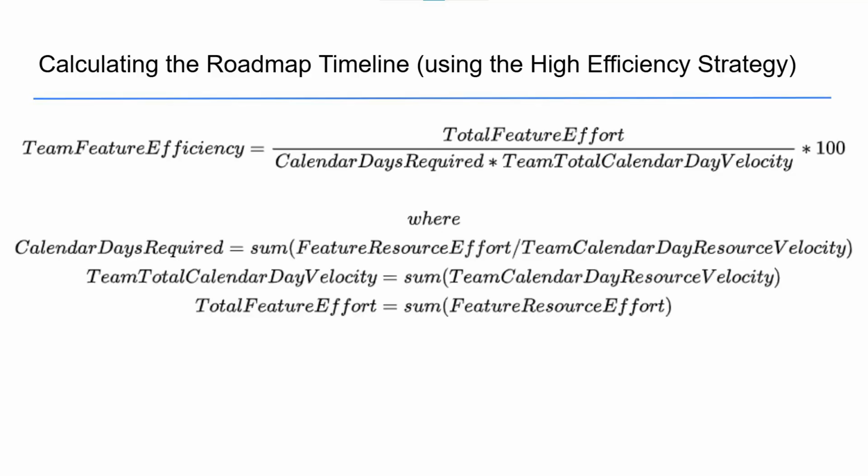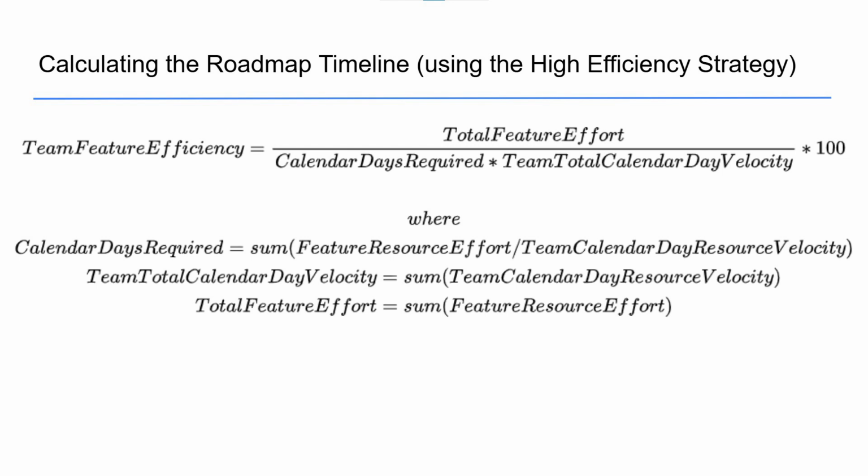Let's use a strategy that minimizes cost and makes teams less idle. The core concept of the strategy is to prioritize the teams most efficient in implementing features. The formula for calculating team efficiency is displayed on the screen. Let's use those calculations in our example.